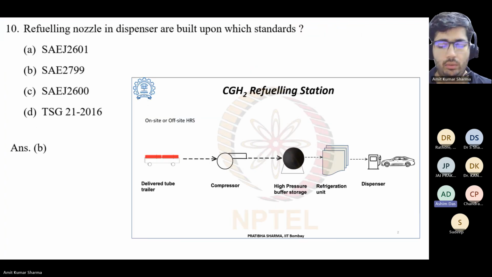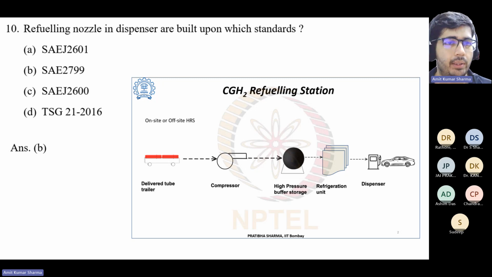In India, do you have any company manufacturing these hemispherical vessels for hydrogen? I don't know the company's name, but you can try to find. Okay.